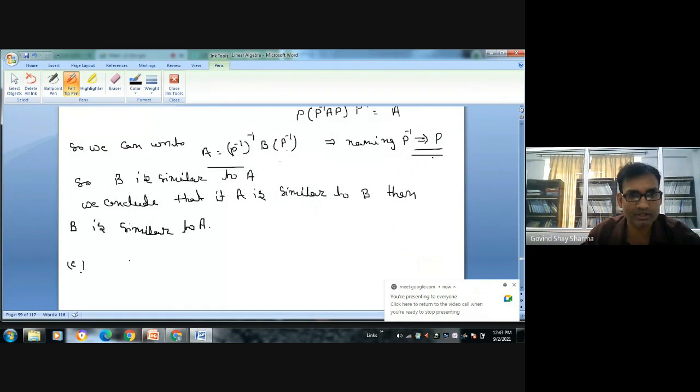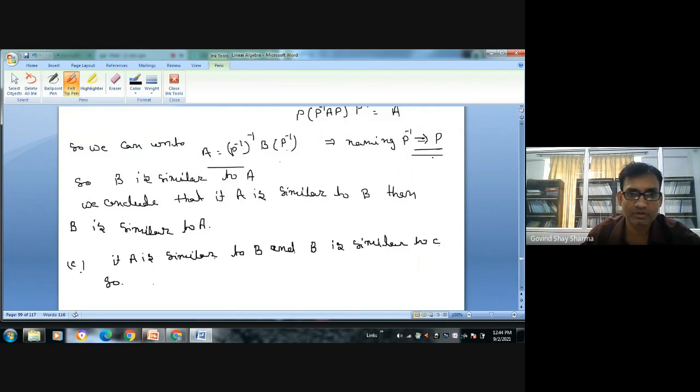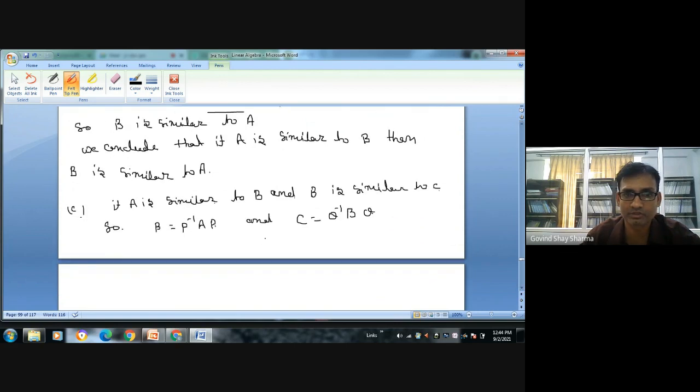C part we take if A is similar to B and B is similar to C. So if B is equal to, we can write B is equal to Q inverse P. So we put the B value of B is equal to C is equal to Q inverse P inverse P.